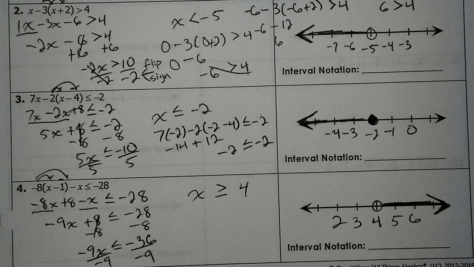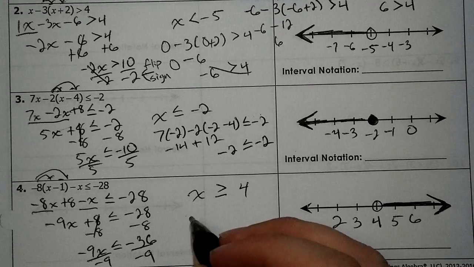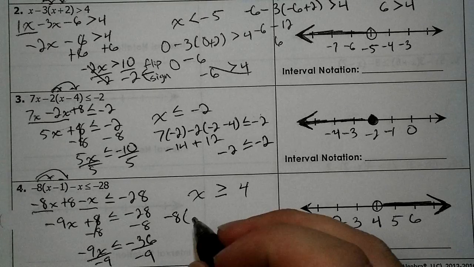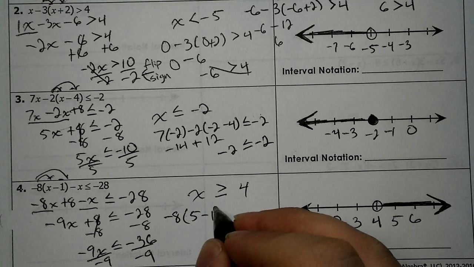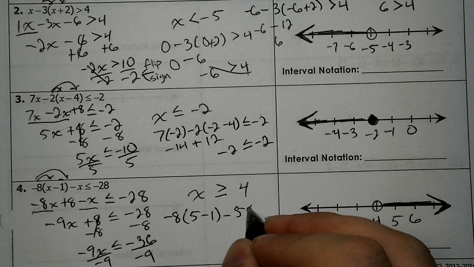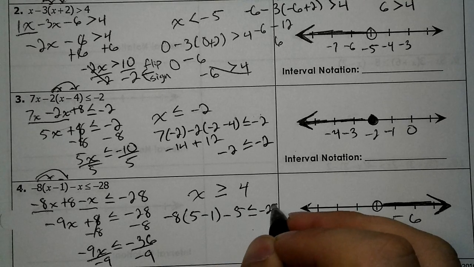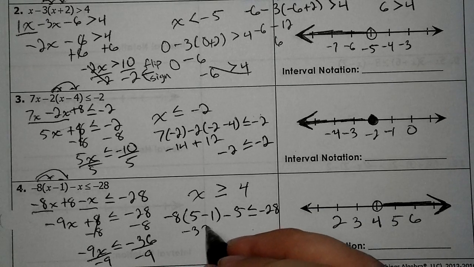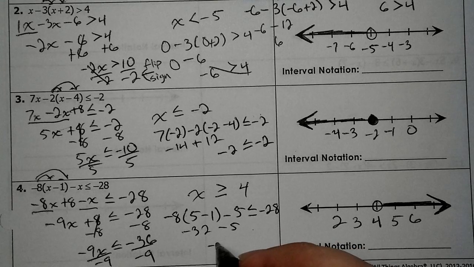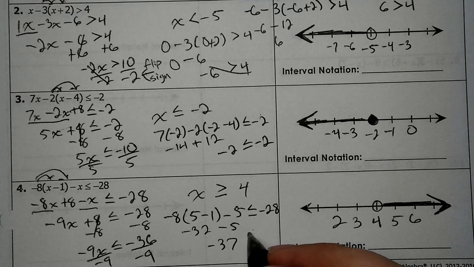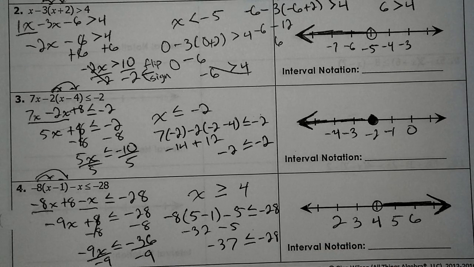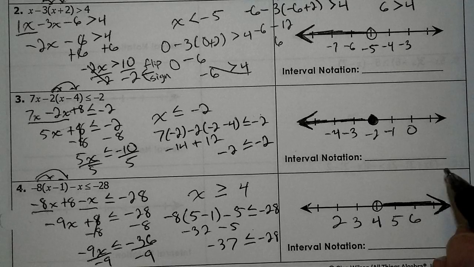And just to check it, let's plug in a number above and then plug in a number below. So above should work. If I plug it into the original, negative 8 times, and let's go ahead and just use 5, minus 1, minus 5 should be less than or equal to negative 28. Negative 8 times 4 is going to be negative 32, minus 5 more will give me negative 37, and you know what? That is less than or equal to negative 28. So that one, this side, checks out.